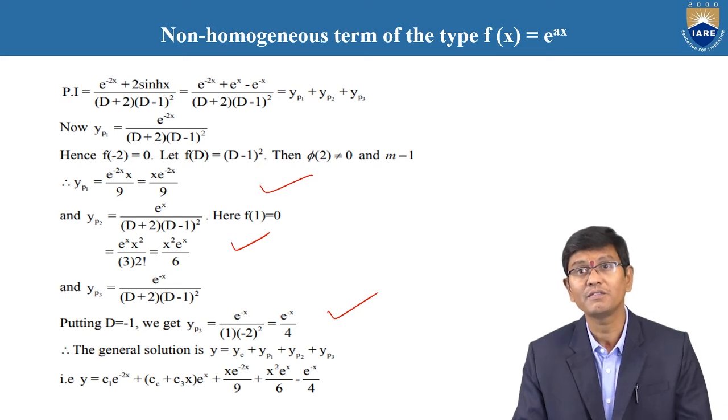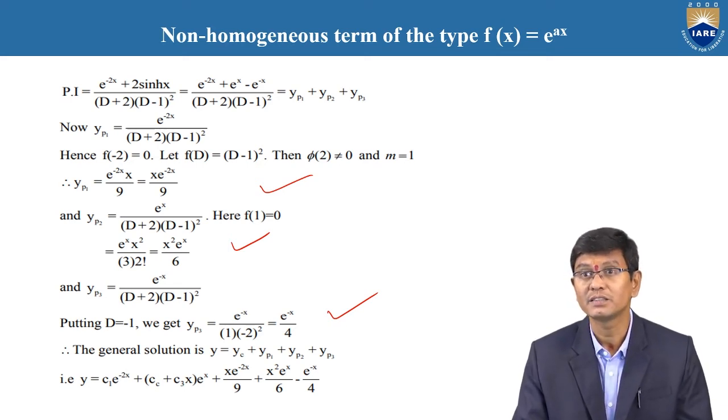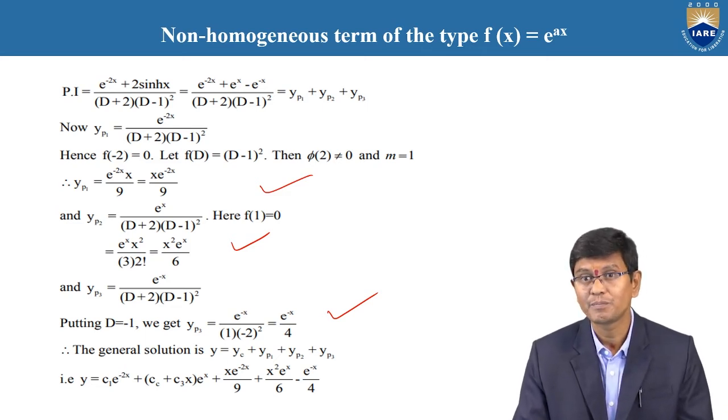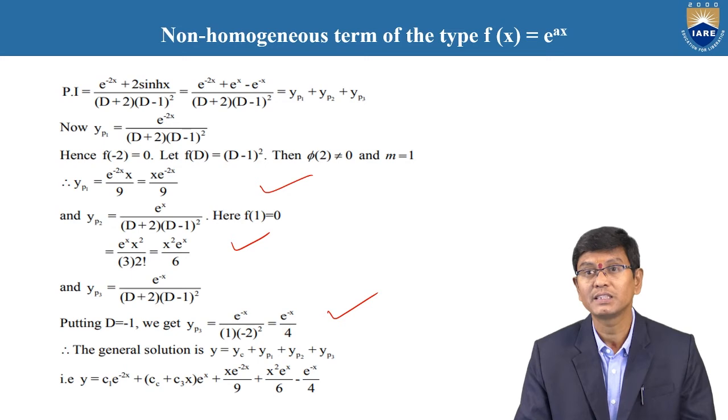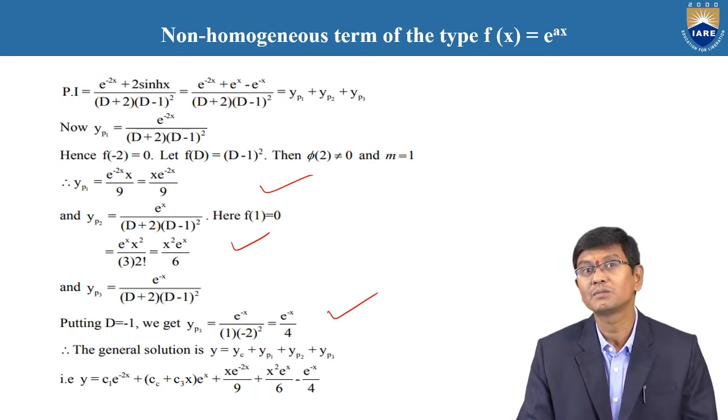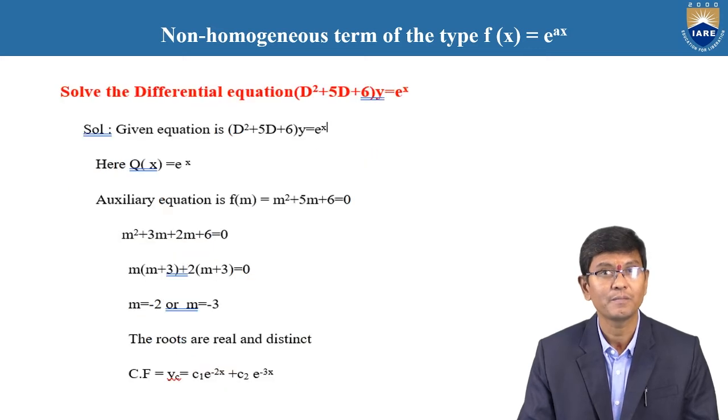Therefore, the general solution of the equation is the complementary function plus yp1 plus yp2 plus yp3. So the solution is c1 into e power minus 2x plus c2 plus c3 into x into e power x, plus x into e power minus 2x by 9 plus x square into e power x by 6 minus e power minus x by 4.